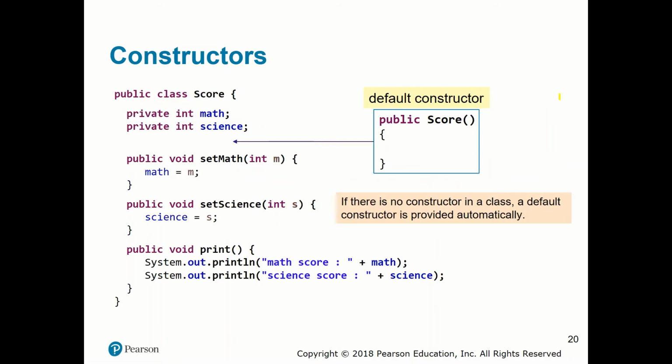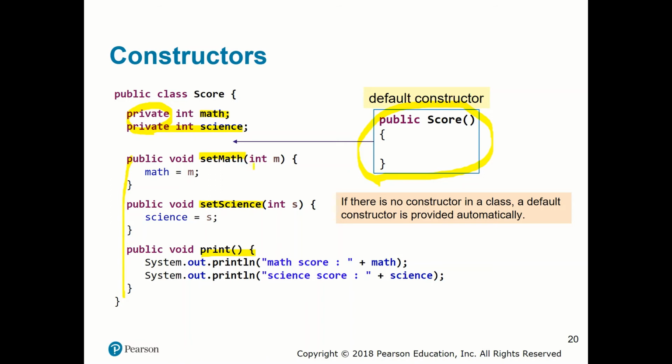I want to make an object to store scores. So I made class Score. There are two attributes, math and science. They are private members. And here there are three methods, setMath, setScience, and print. So there are five members in the Score class. And in this case, there is no constructor inside the class. The compiler automatically provides a default constructor. So even if there is nothing here, you can think that this is inside the class.